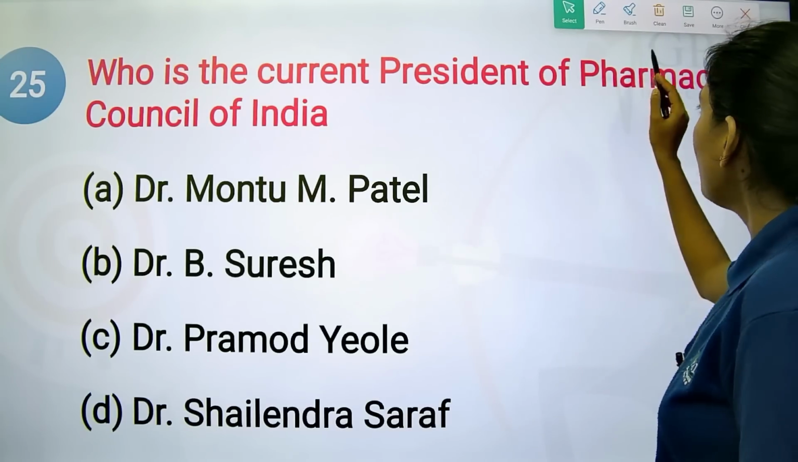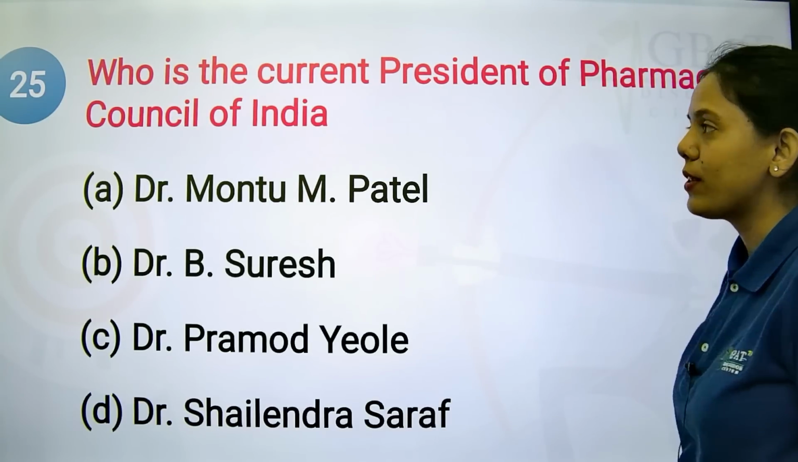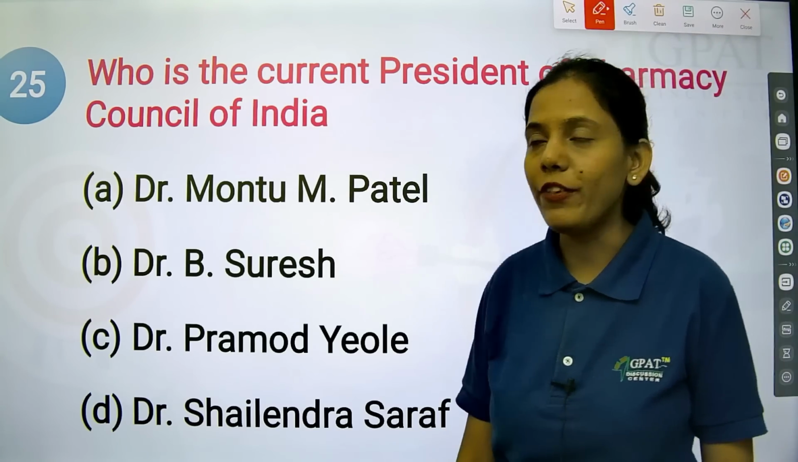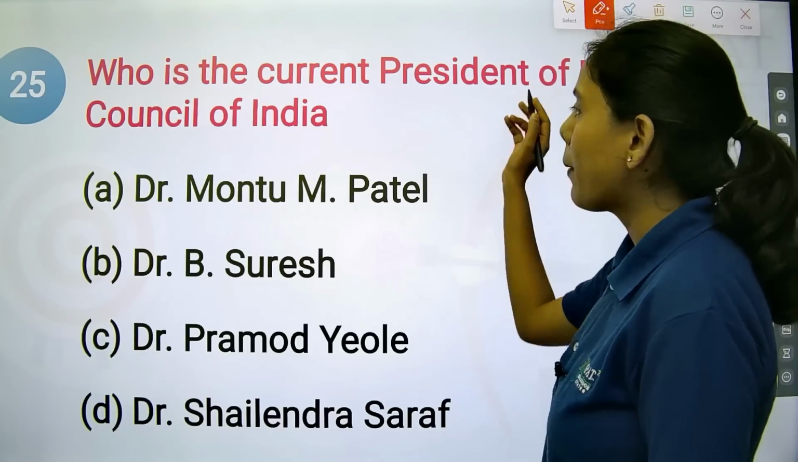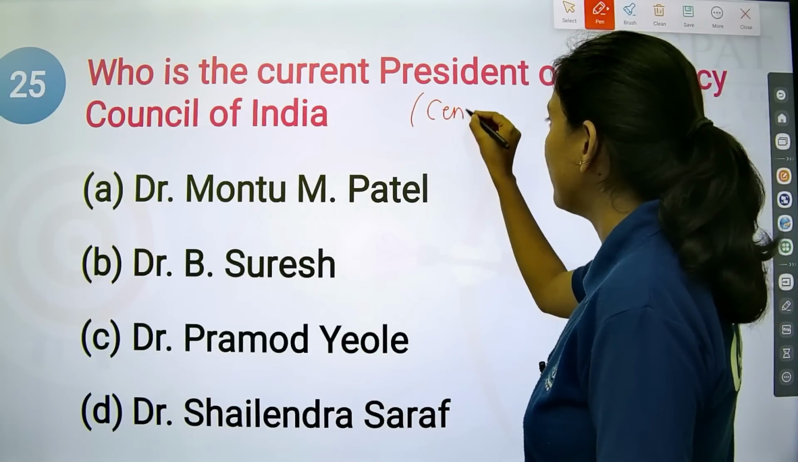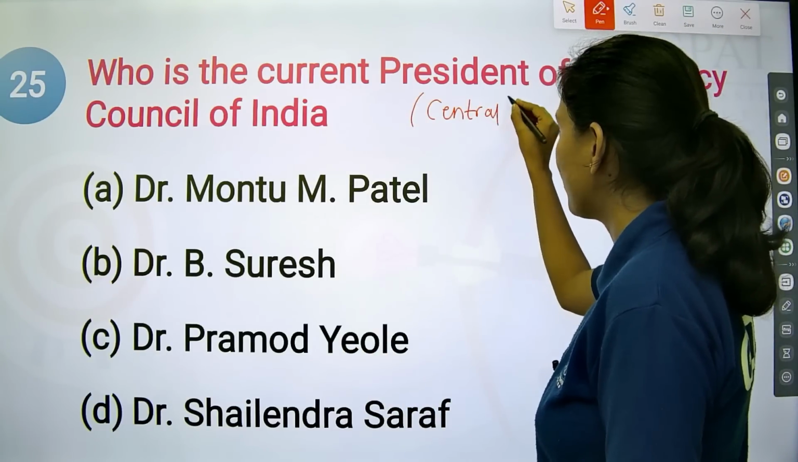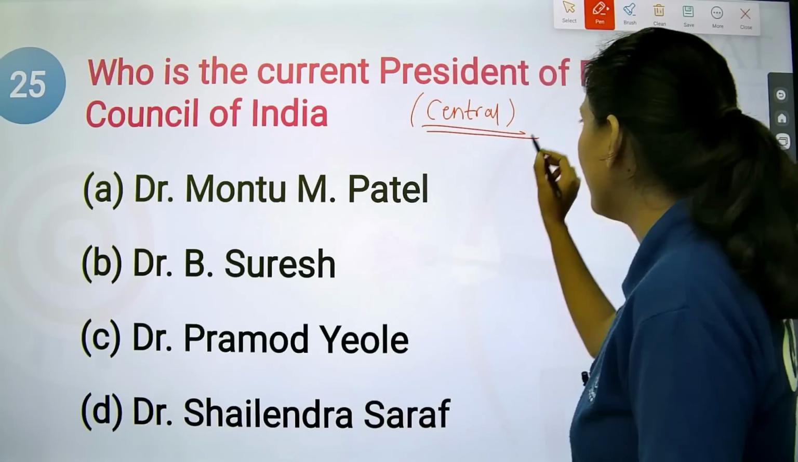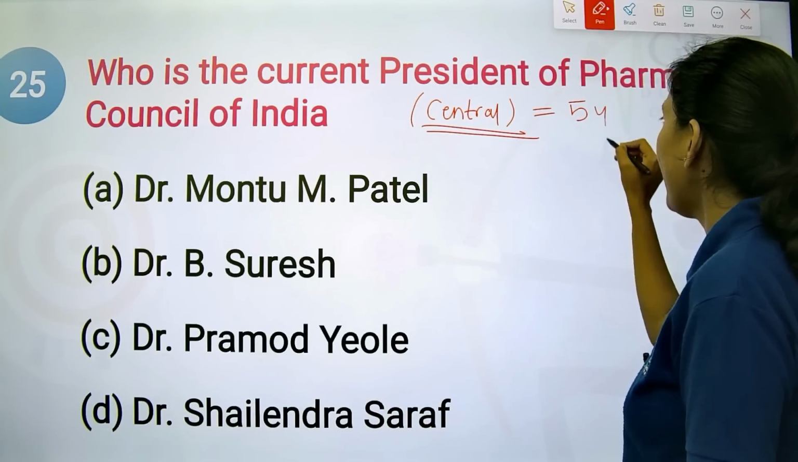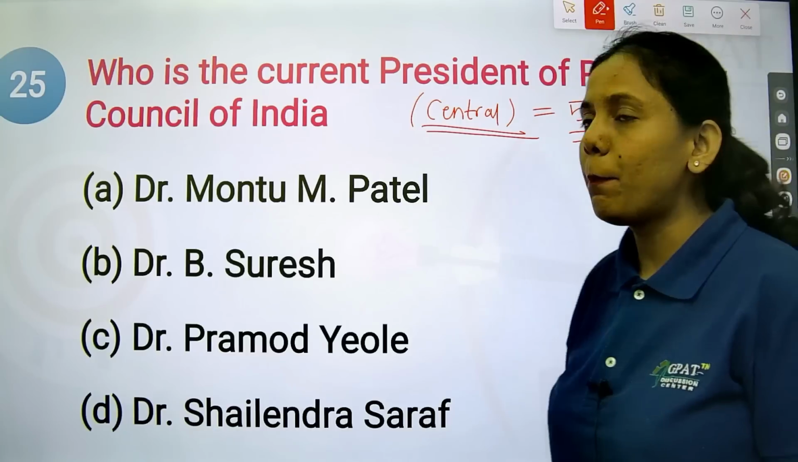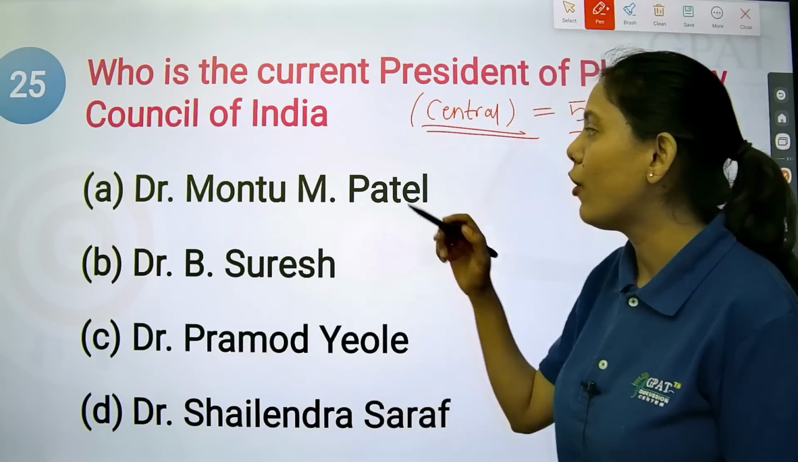Who is the current president of Pharmacy Council of India? Now one thing to remember: Pharmacy Council of India, that is PCI, is also known as the Central Council. Okay, and it is reconstituted every 5 years. Remember, it is reconstituted every 5 years. Now, what is the question? Who is the current president of Pharmacy Council of India?